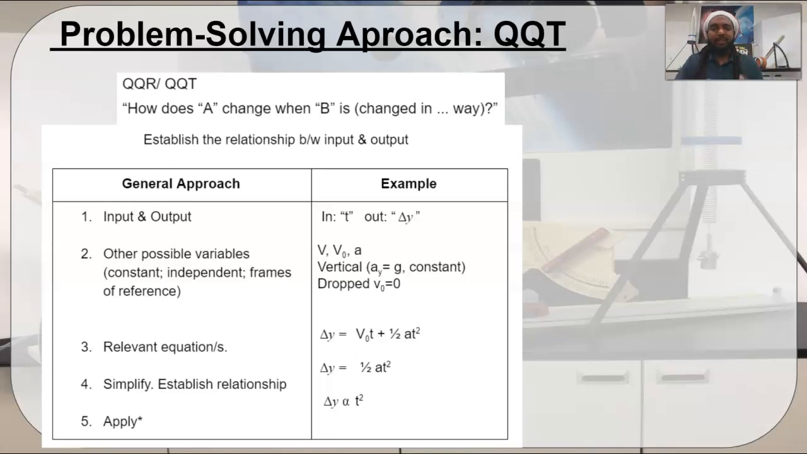Step 2, identify all the other possible variables. We want to get a relationship linking our input to our output that has no other variables in it that will possibly be able to affect our output. This means any other variables in that equation should either be independent, meaning they have no effect on the output, or they should be the same in both scenarios.